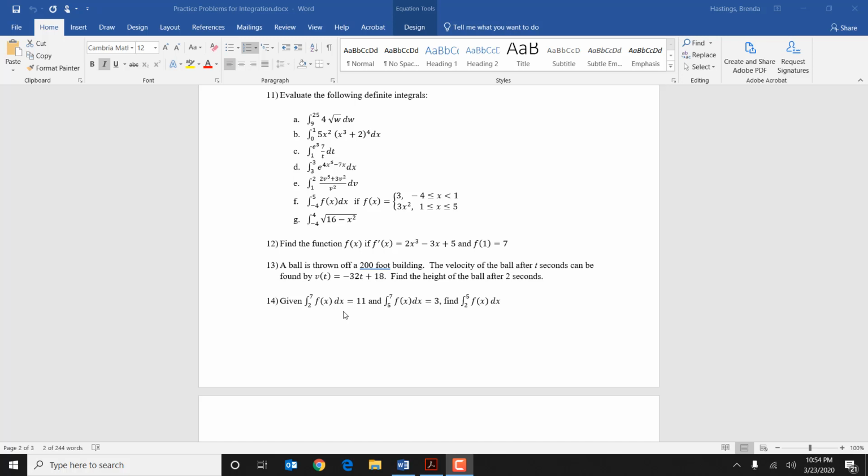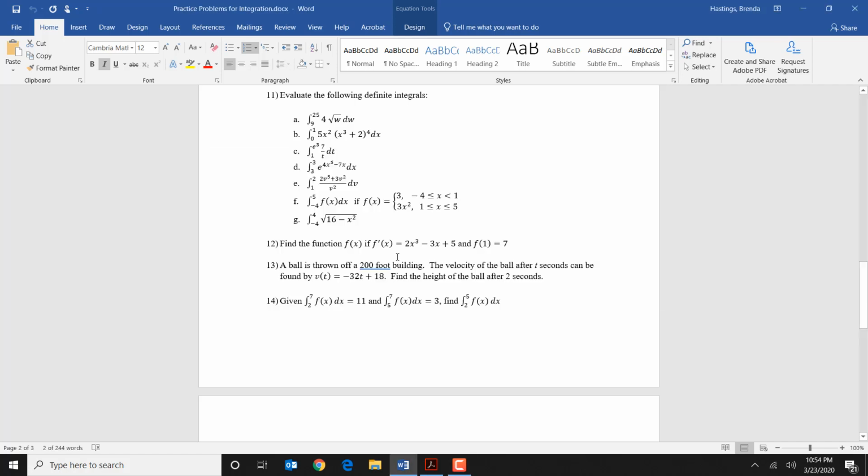So 11a, we're going to take the definite integral from 9 to 25 of 4 times the square root of w dw. So we're going to integrate 4 times the square root of w with respect to w, and we're going to do this from 9 to 25. Remember what the definite integral is? We're technically looking for the area under the curve for the square root of w from 9 to 25.